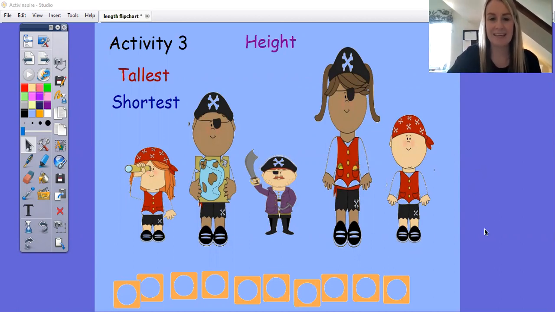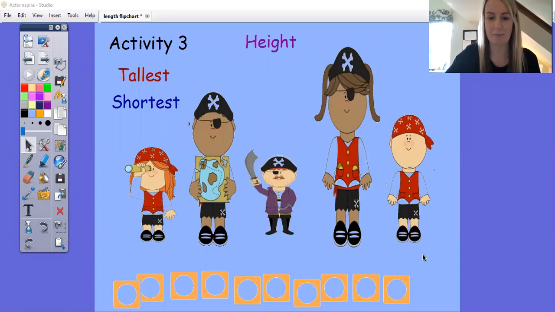Now, today's activity, I want you to think about the tallest and the shortest pirate. You've got a worksheet labelled Activity 3 that has got some different pirates on. So with a grown-up, you can cut each pirate out first of all, and then talk about which one you think is the tallest pirate, which one you think is the shortest pirate. And what I'd like you to do is see if you could put them into order from the shortest to the tallest, okay? I'm going to have a little go first.